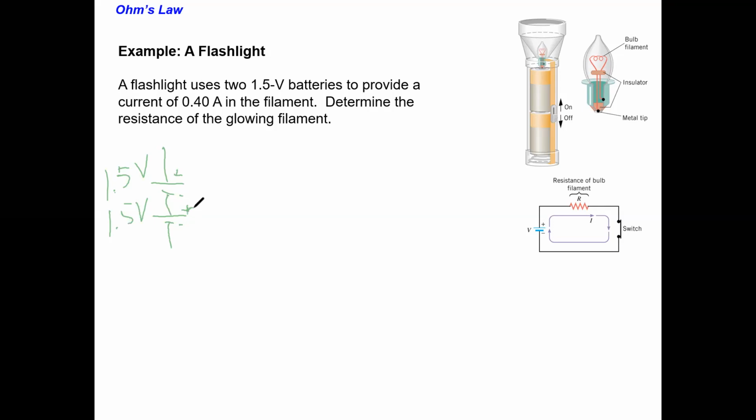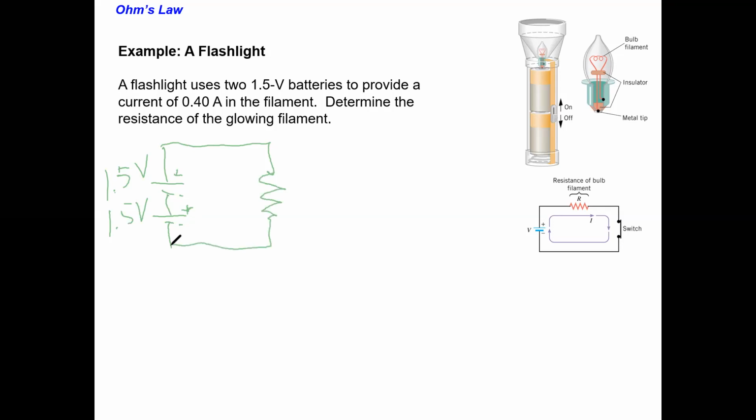working against each other. What would happen if we had one of the batteries turned the wrong way? Well, we wouldn't expect the light bulb to light up, and it wouldn't, because we would be supplying the filament with 0 voltage. There's my light bulb filament.